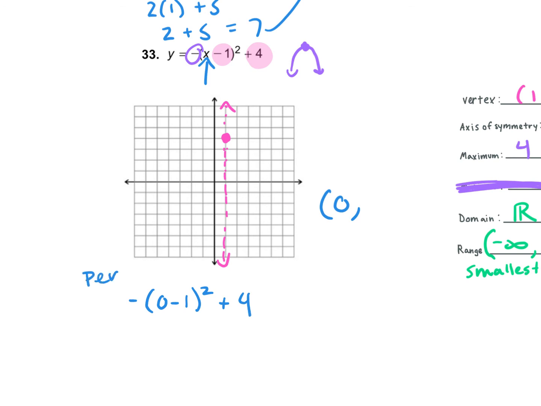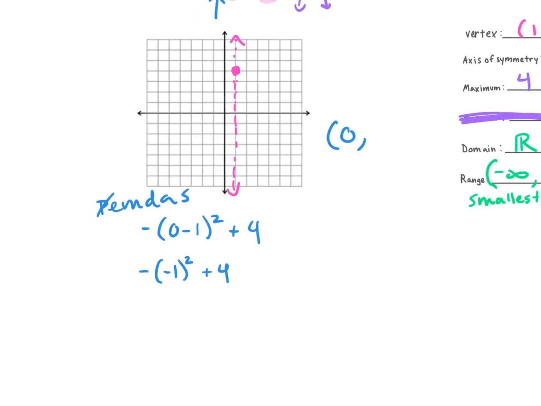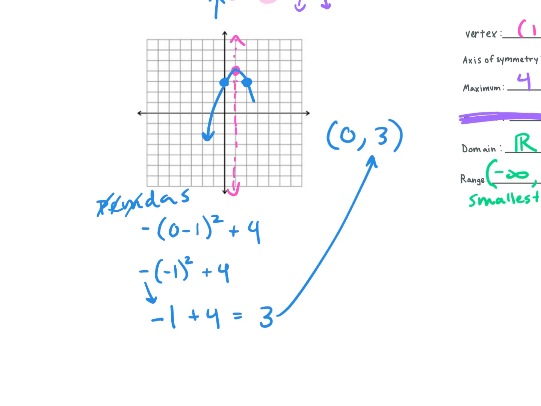So I have to do my order of operations. What do I need to do first? Parentheses. What's 0 minus 1? Negative 1. What do I do next? Exponent. What's negative 1 squared? 1. But I still have that negative outside, so it's negative 1. And then what's negative 1 plus 4? 3. So I plugged in 0 and got 3. So I'm going to stay at 0 and go up 3. Do I know where another point's going to be? On the other side. And then I can just draw my parabola.